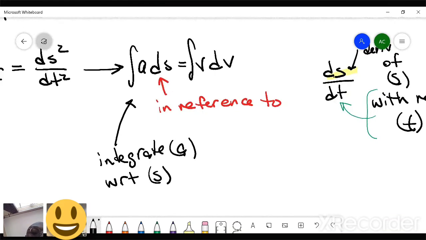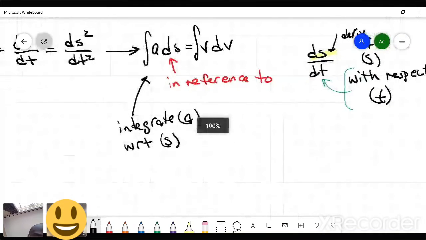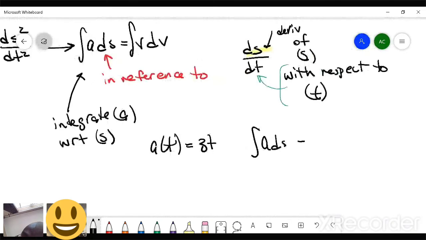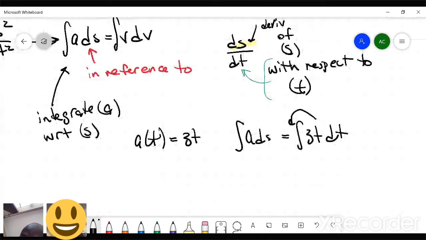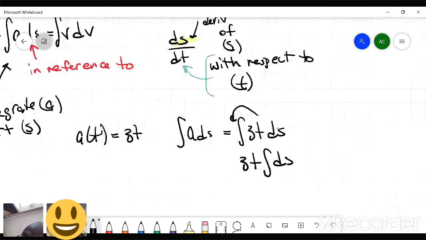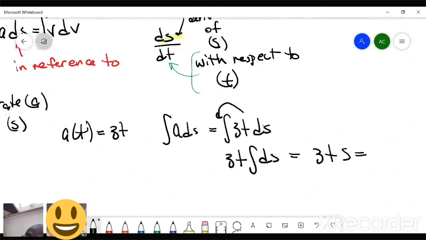Now, the only way you can do that is like this. Here's what it looks like. If a is given in terms of time, so let's say a was 3t, then the integral of a ds is literally going to be the integral of 3t ds. I put a dt, my bad, it's supposed to be ds. t is going to work like a constant. So you're going to have 3t times the integral of ds, which gives you 3ts, and that's going to equal velocity.